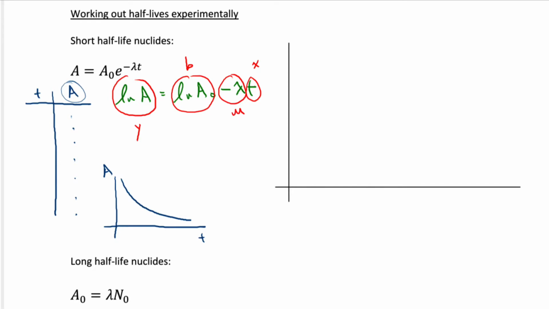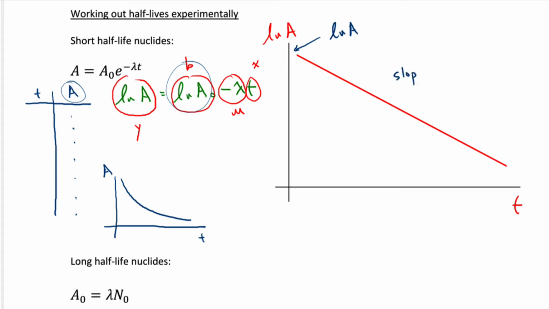In other words, if we graph ln A versus time, instead of graphing A versus time as we did down here, then we're going to get a straight line graph with a negative slope. And the y-intercept of that over here is going to be ln A sub 0, and most importantly, the slope is going to give us the decay constant. The slope is equal to negative the decay constant. And because we saw that the half-life is equal to ln 2 over the decay constant, once we've got the decay constant, we plug it in there and we get the half-life.